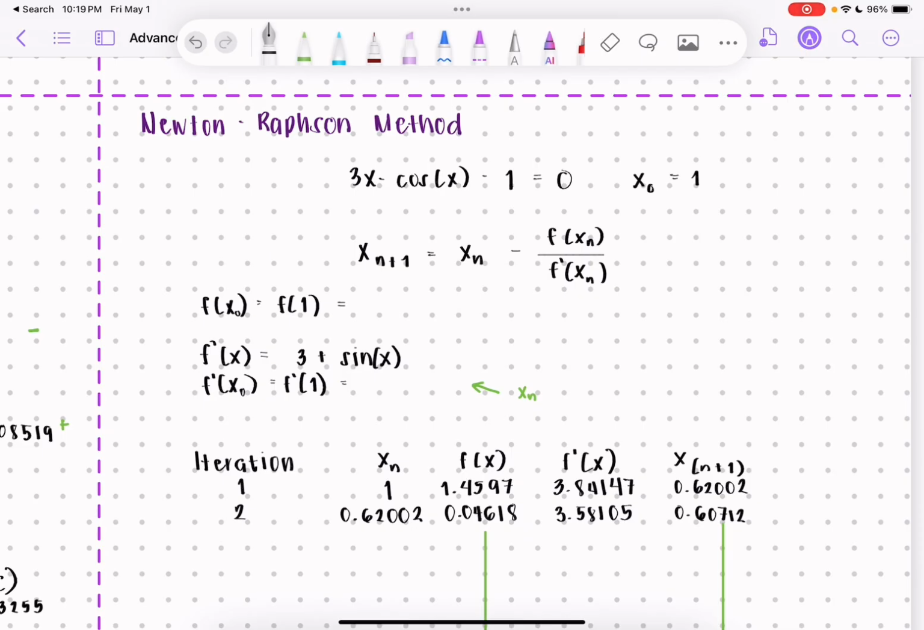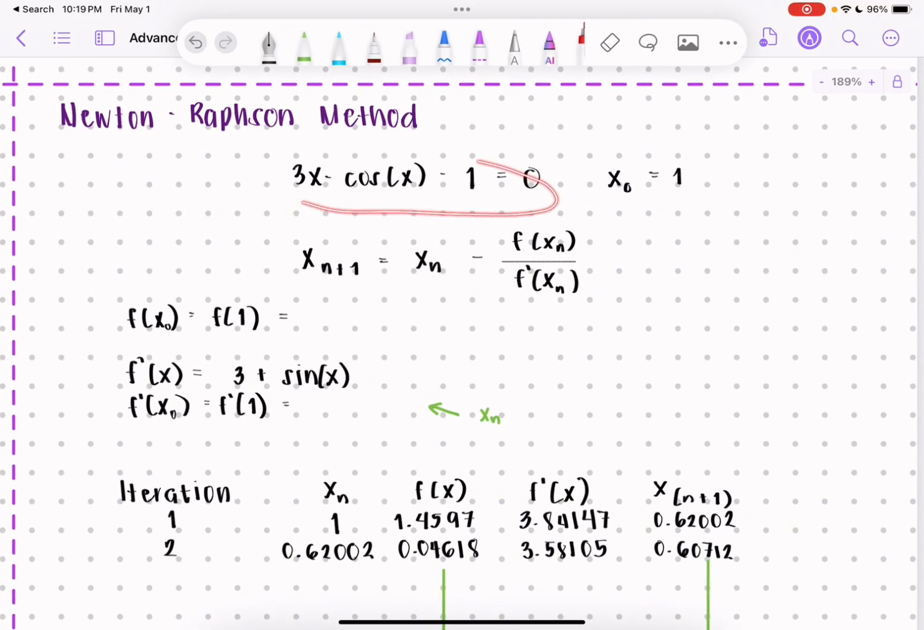The last method would be the Newton-Raphson method. Unlike the other three, this method requires derivation. So this will be again the equation that we need to solve: 3x minus cosine of x minus 1 is equal to 0, at x sub 0 is equal to 1. Now the first thing we're going to do is to solve for function of x. For function of x, that would simply be our equation right here.